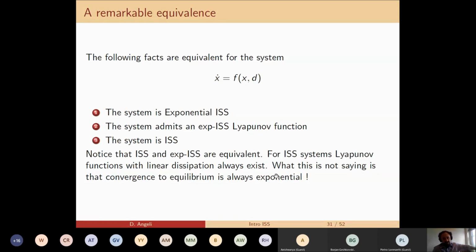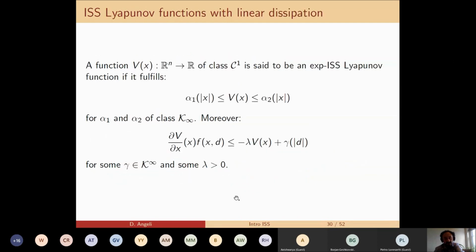One thing that is just remarked here, notice that what this is not saying is that convergence to equilibrium is always exponential. So there is an exponential Lyapunov function of this type. Of course, when D is equal to 0, this implies that V of X converges to 0 exponentially, in particular, as e to the minus lambda t. What it doesn't mean is that the state itself will converge to 0 exponentially, because these bounds here are of class K infinity nature. They are not linear or quadratic or polynomial bounds.